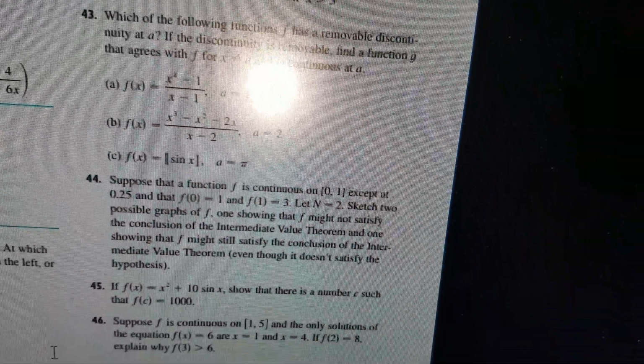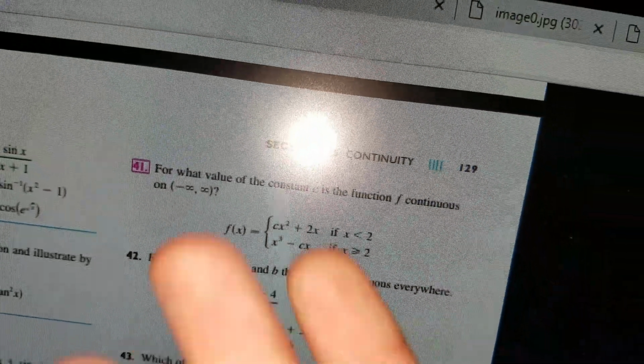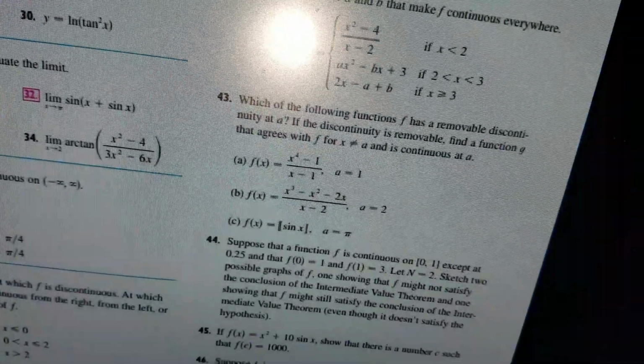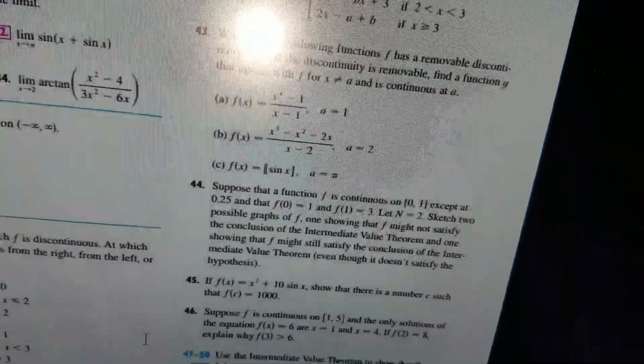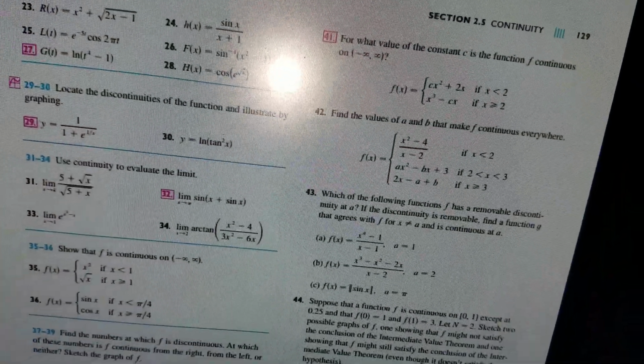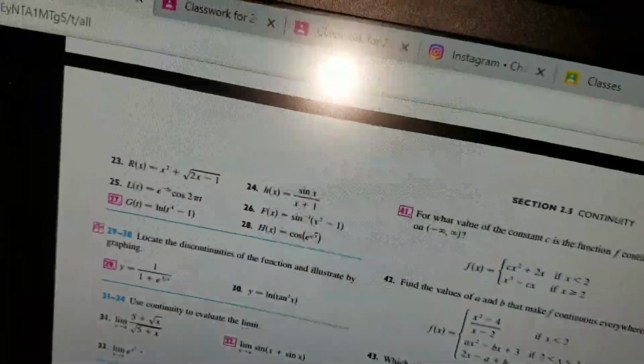So we're gonna do number 44 on page 129. And yeah, the flashlight's annoying, but trust me, it's significantly more annoying without it. So let's go do that. We already did this problem, by the way. 129 was a part of the homework for 2.5. It's pretty wild.